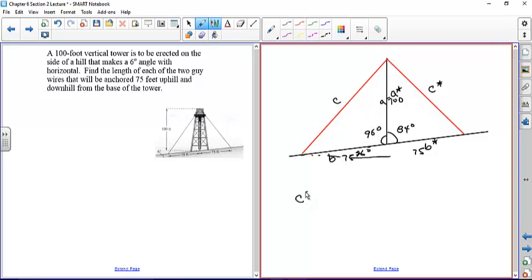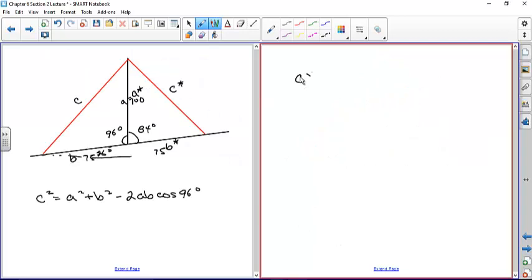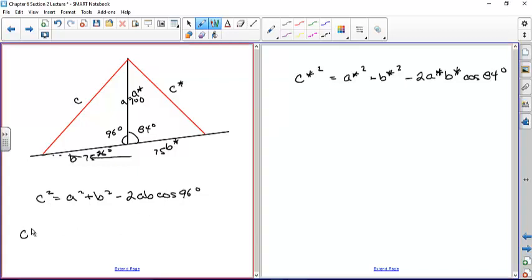So I'm going to say C squared is equal to A squared plus B squared minus 2AB cosine of 96 degrees. And the second one is C star squared is equal to A star squared plus B star squared minus 2A star B star cosine of 84 degrees. And then we can get the number and we can take the square root. And this, I think, should be longer than that because you've got further to go downhill. That's my guess.